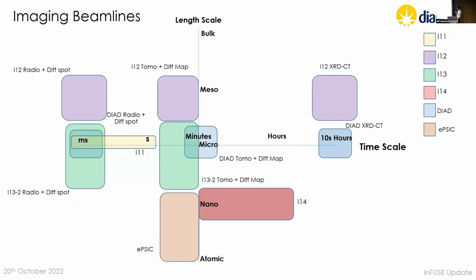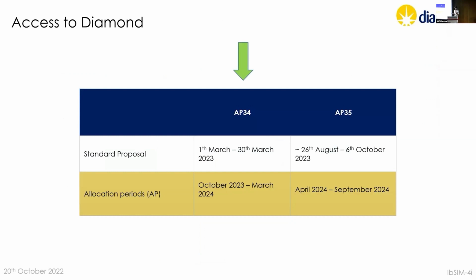So I think this is just a useful resource to give to the community because we don't know if we've got this before. So in terms of access to Diamond, you can apply. We've got a bi-yearly application period. We're currently running up to AP34. We just had one in the last month. So you can apply for standard proposal time in March next year or October. And this is free at point of use.